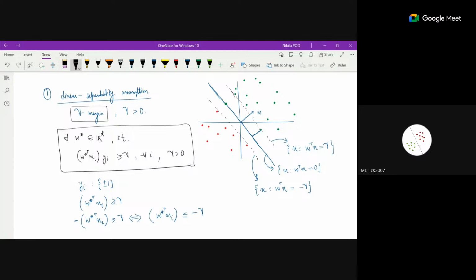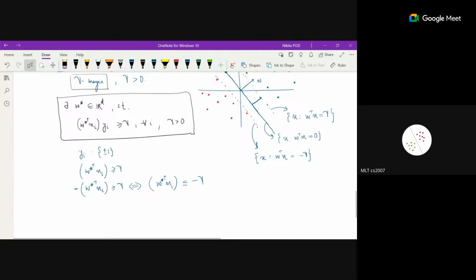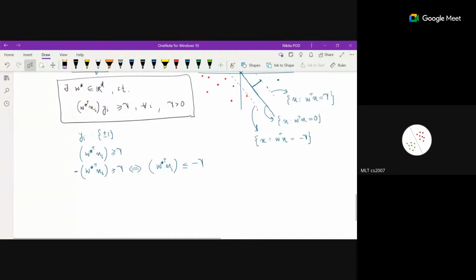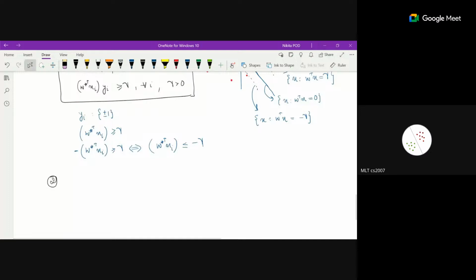This makes sure that your data set is linearly separable with some positive margin, then your algorithm always converges. Okay. So this is the separability assumption with gamma margin. Now, another assumption that we have made is what we are calling the radius assumption. What the radius assumption says is all your data lie within some ball of radius r.